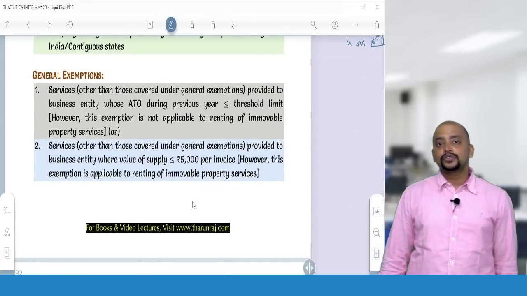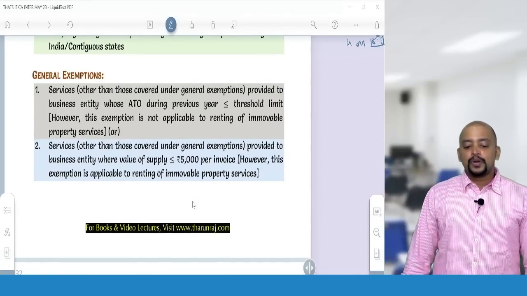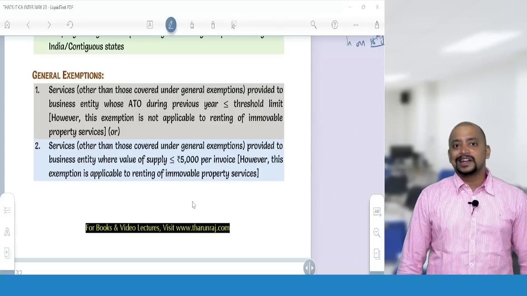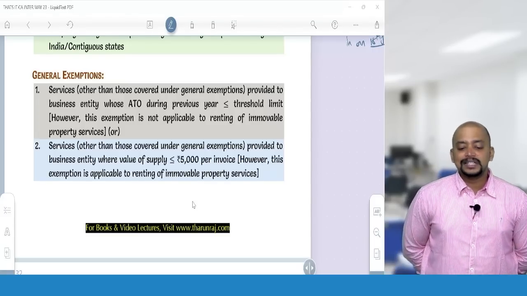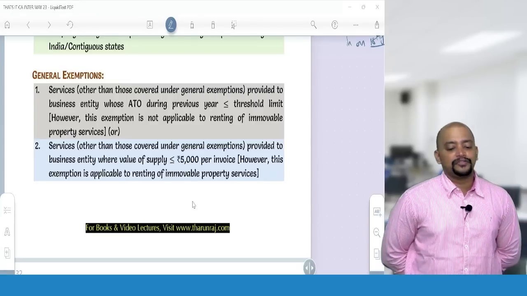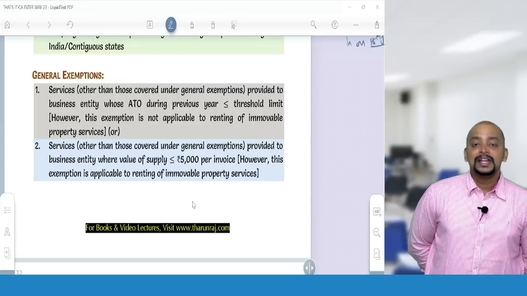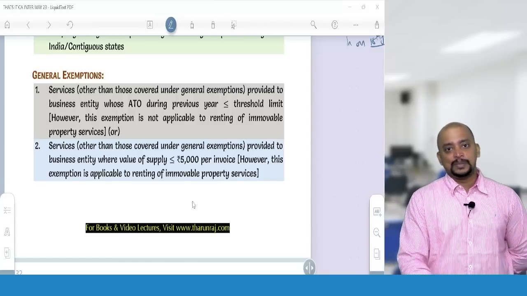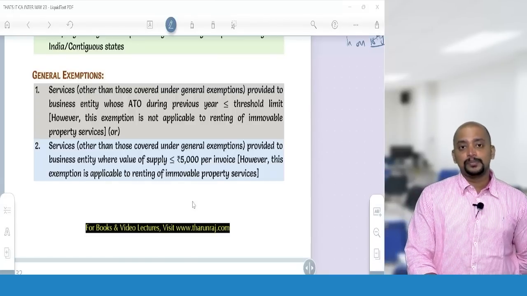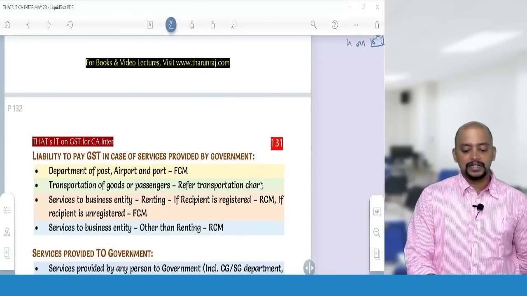Services other than those covered under general exemptions provided to a business entity whose aggregate turnover during the previous year does not exceed the threshold limit. However, this exemption is not applicable to renting of immovable property services. Then second, if the value of supply does not exceed 5,000, then also it will be exempted. But this is applicable even for renting of immovable property.